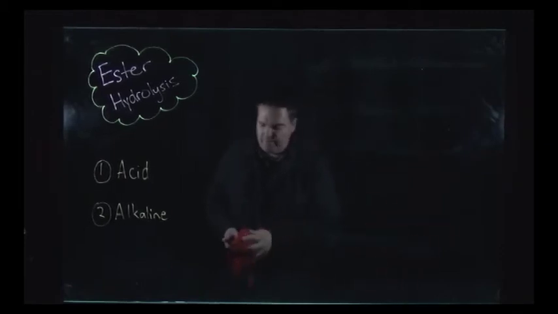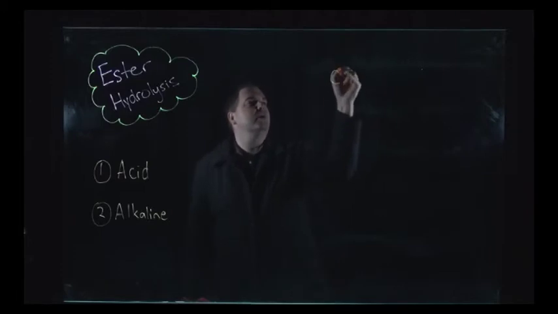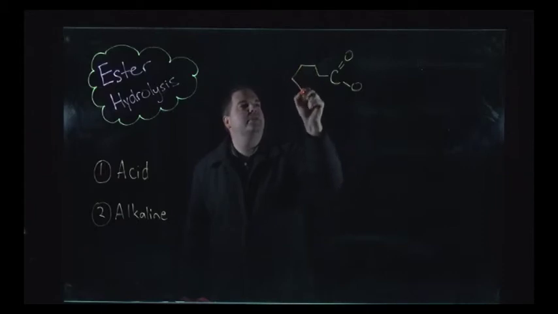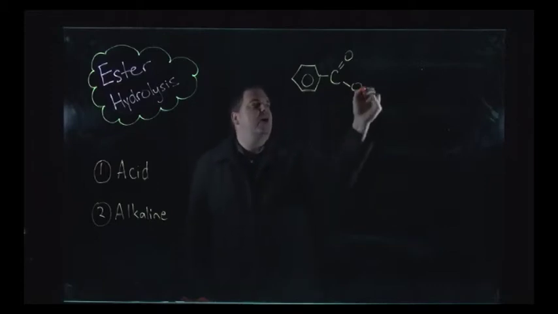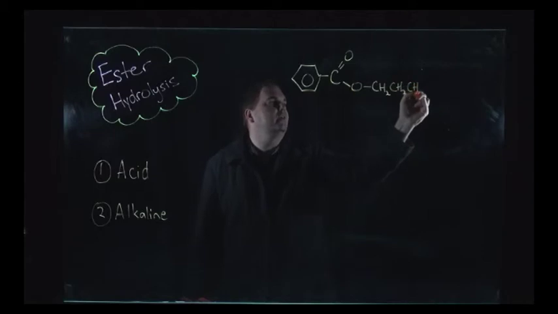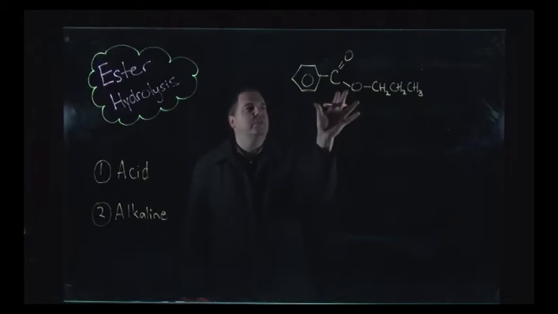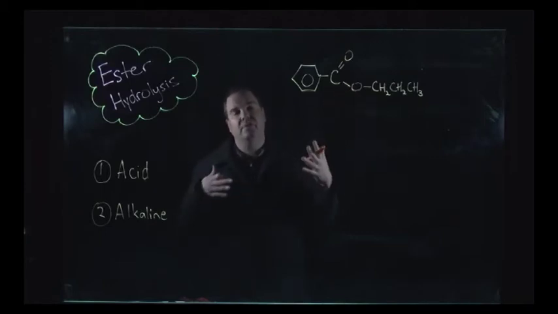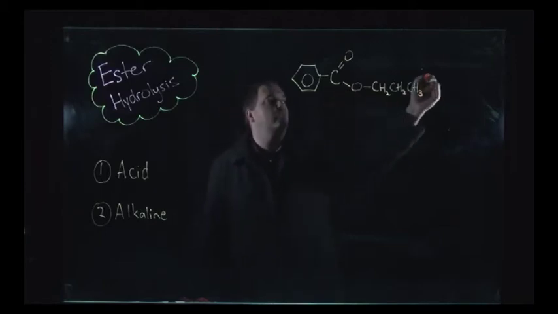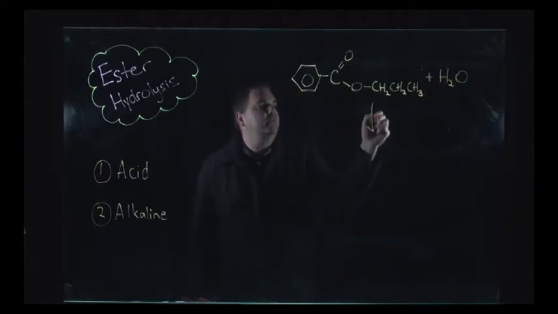So I'm going to start with this ester. I'm going to draw in my ester functional group there, and I'm actually going to put in a benzene ring down here. So I'm going to use benzoic acid as the acid that we started with, and then for the alcohol, I'm going to go with propan-1-ol. So here's the ester. If we want to hydrolyze that, the term hydrolyze means to add water in. So we're going to add water into this, and it's an equilibrium reaction.